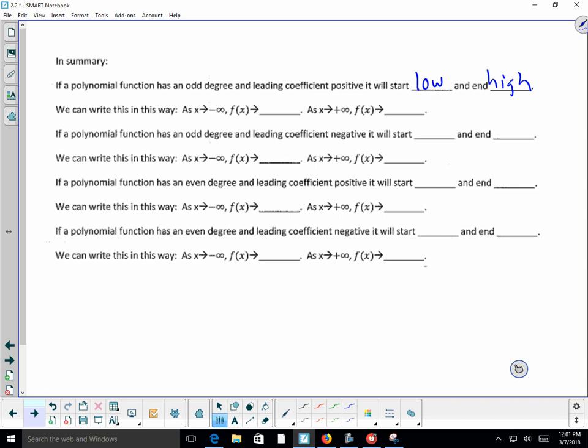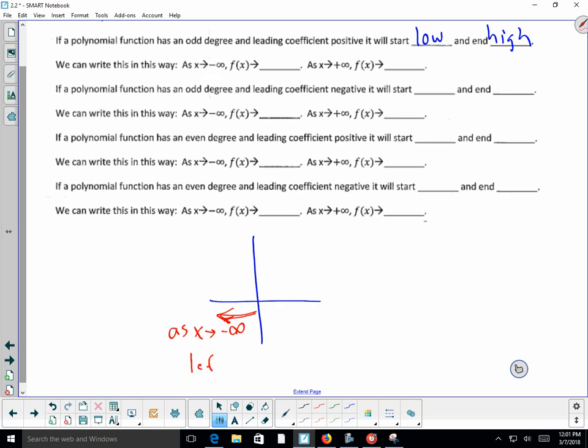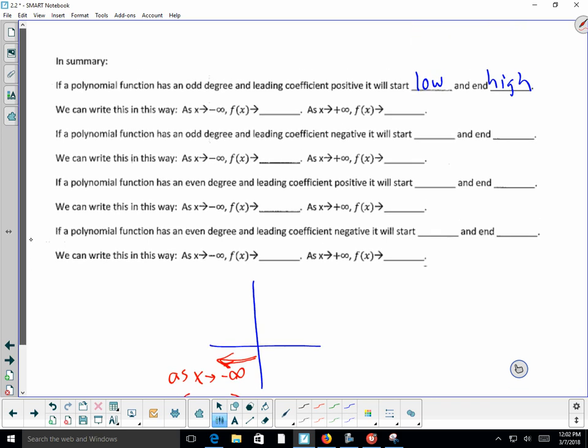As x approaches negative infinity, that means the further we go to the left, right? What's happening to the function? Is it going up to positive infinity or is it going down to negative infinity? Negative infinity. So we're going to say as x approaches negative infinity, f of x approaches negative infinity. Do people agree?